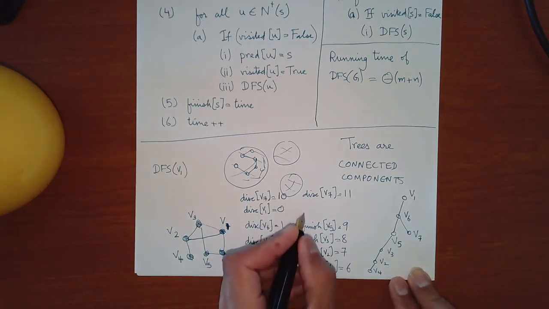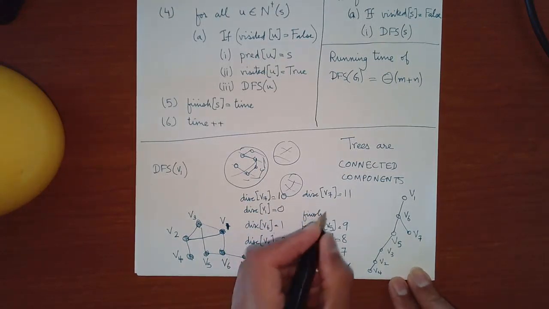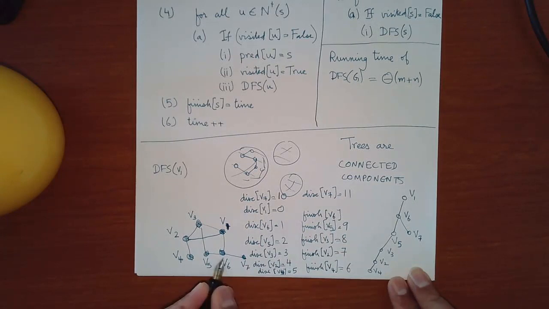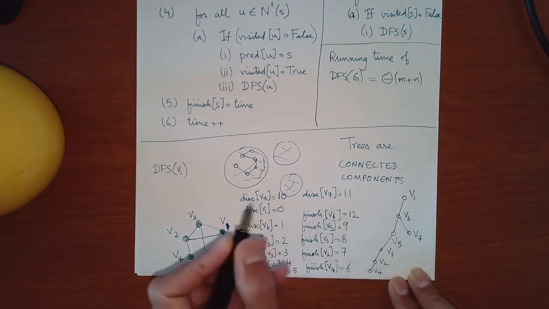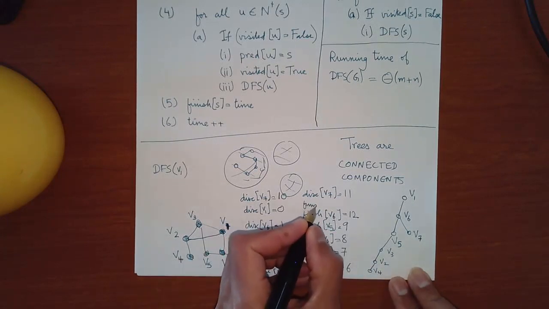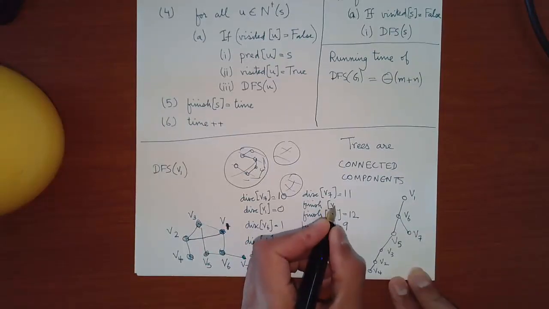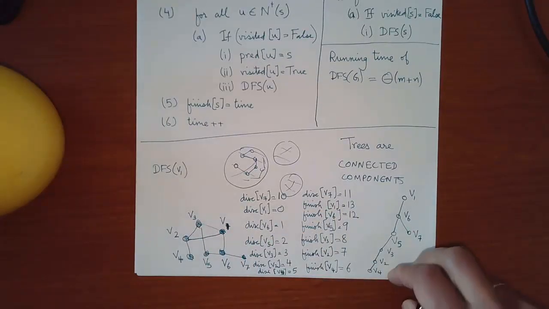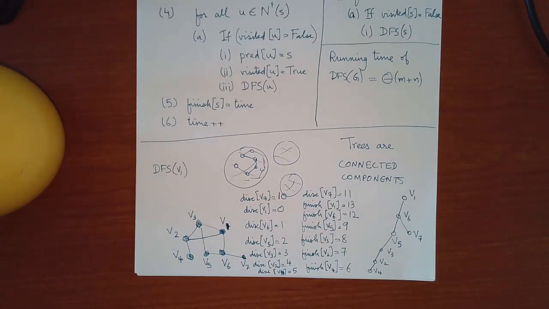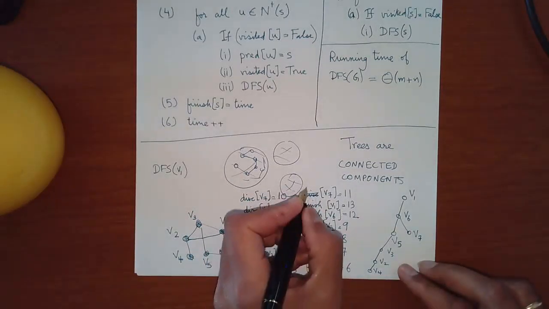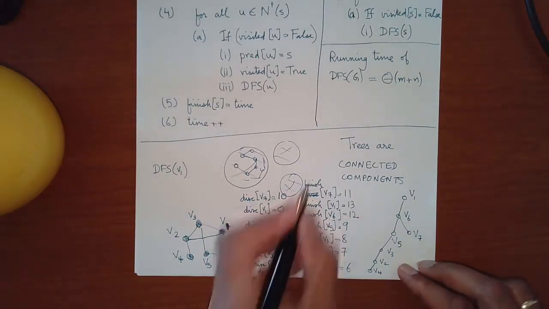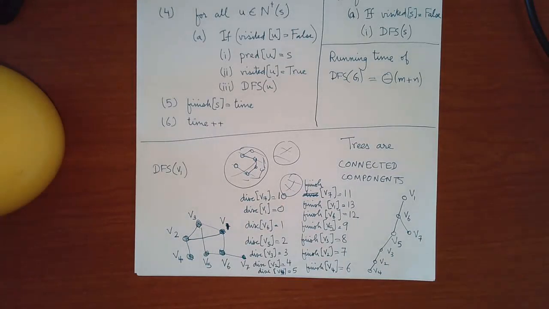Then V6 is going to finish, and that's going to be at 12. Finally, you finish V1. Did you mean the finish of V7 is 11? I'm sorry, you're absolutely right. The finish of V7 is going to be 11.